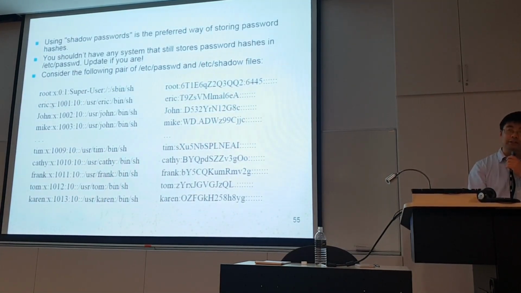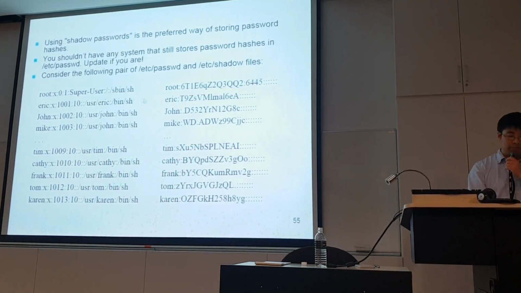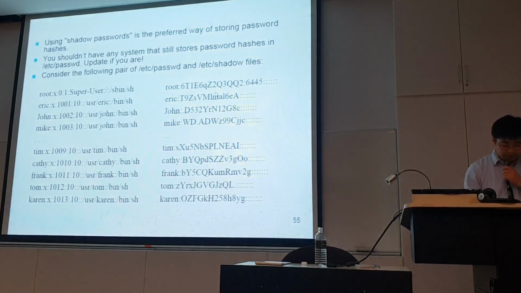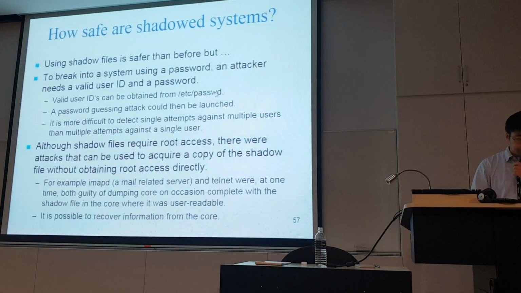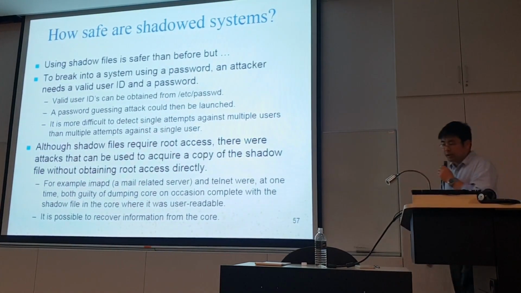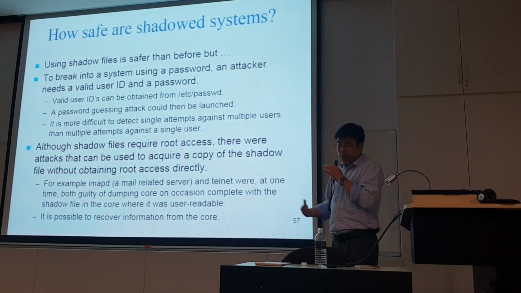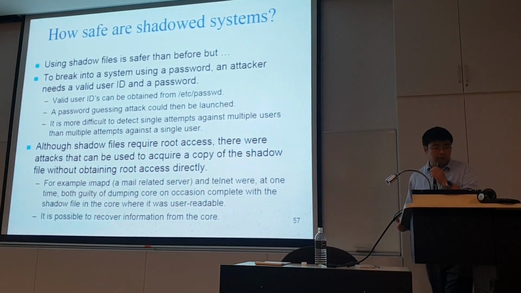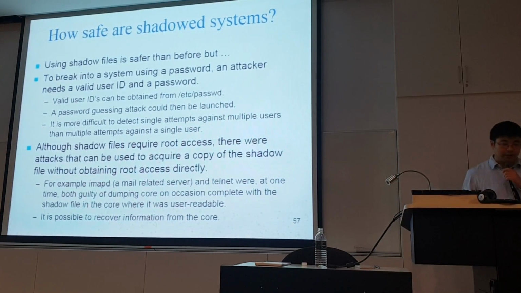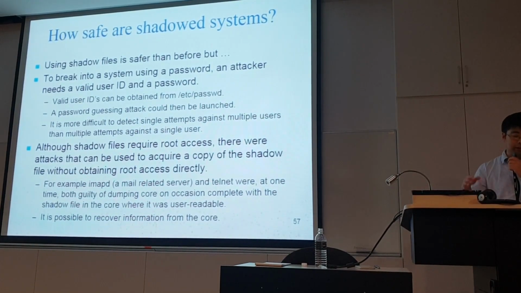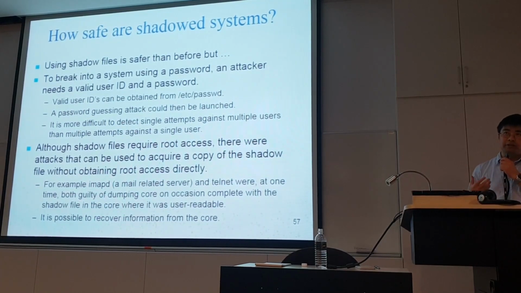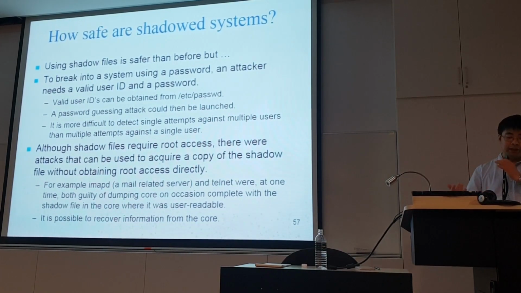So now in the newer version, you can have a password file, but the password file no longer contains the hash password. The hash password is in the shadow file. So this is an additional level of security provided by the shadow file. However, depending on the configuration of the system, sometimes if the system is configured wrongly, the shadow file may still be exposed to attackers.